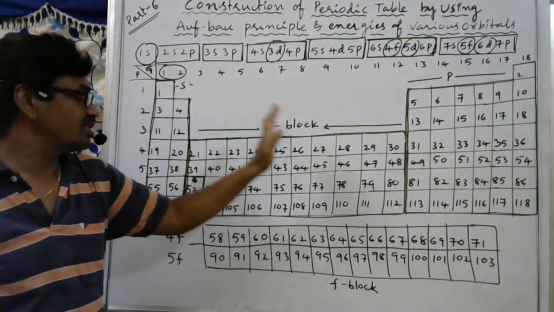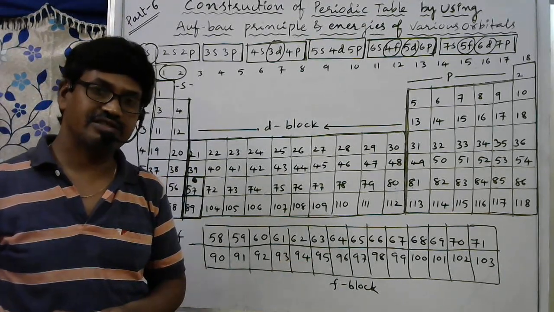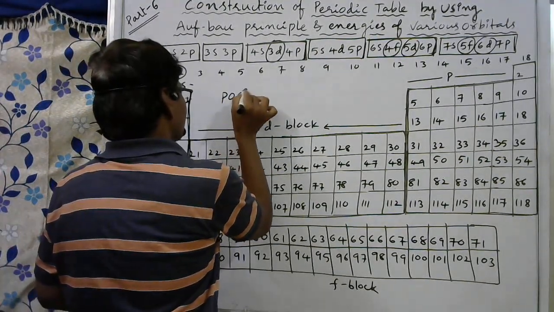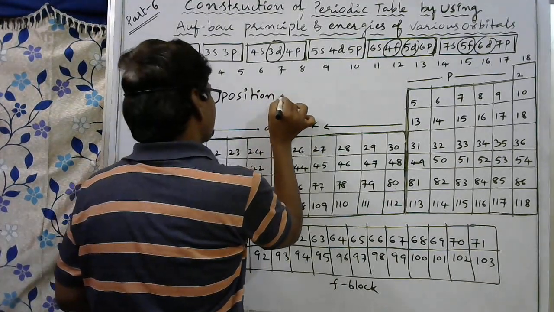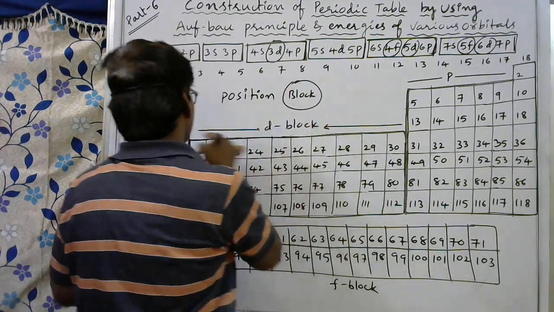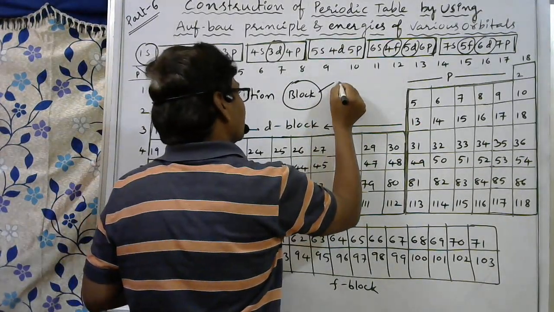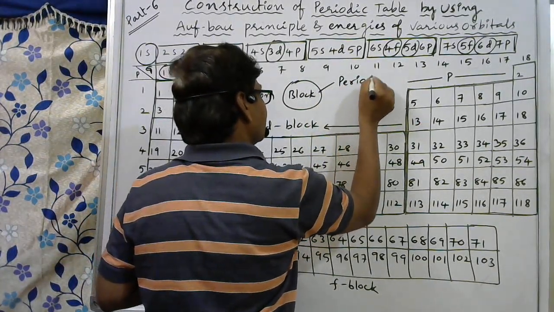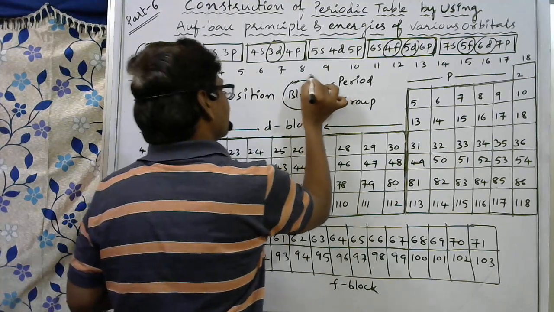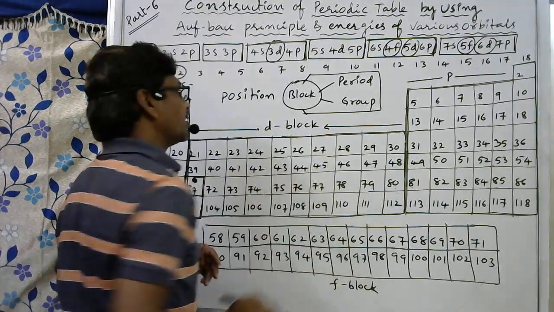So P block elements, D block elements, S block elements and F block elements. We should know period and group, that is nothing but position. Position of an element, position means what? Position is nothing but, first thing, the block. Which block is it? S block, D block, F block or P block? In a particular block, which period and which group? This information is nothing but position in the periodic table.